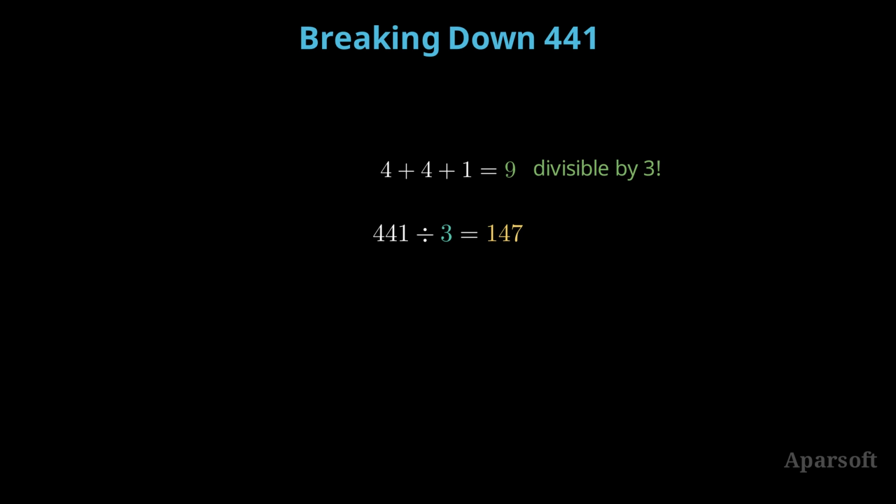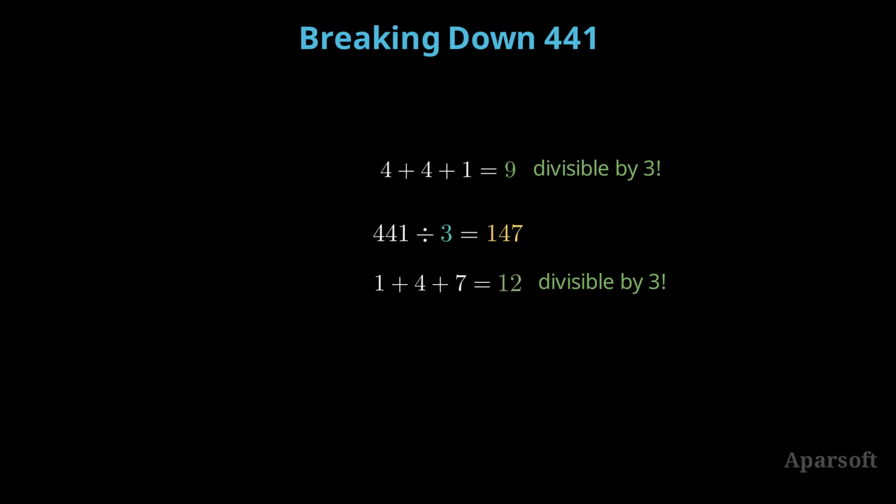If in case you did not get what we did here, let me tell you quickly. To check the divisibility of a number by 3, we add all its digits. And if the result is divisible by 3, then the original number is also divisible by 3. This is the reason why we added 4, 4 and 1 to get 9. And since 9 is divisible by 3, 441 is also divisible by 3.